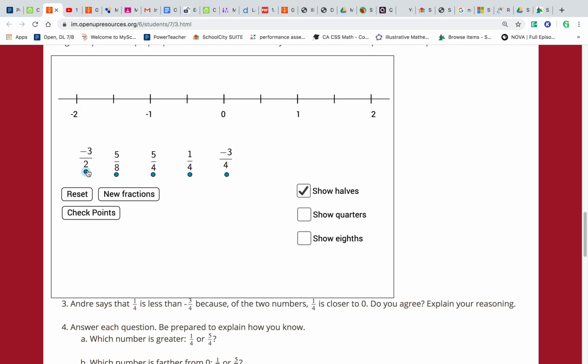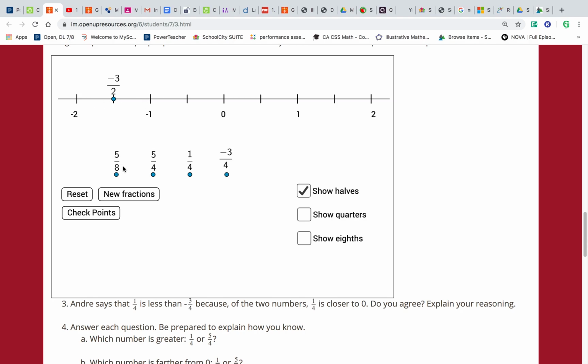-3/2, you should know that's going to be past -1, because if it was -1, it would be -2/2. So it's going to have to go past. It's going to be negative. This is like -1.5. If you were to make this improper fraction into a mixed number, it would be -1 1/2, which means it's going to be in between -1 and -2.